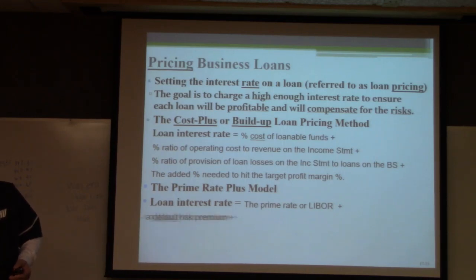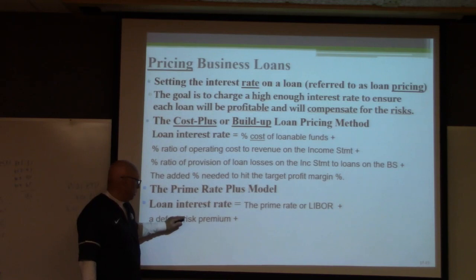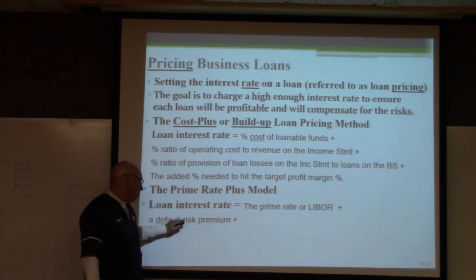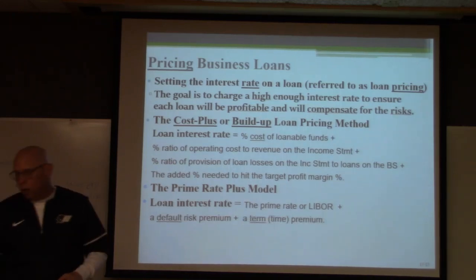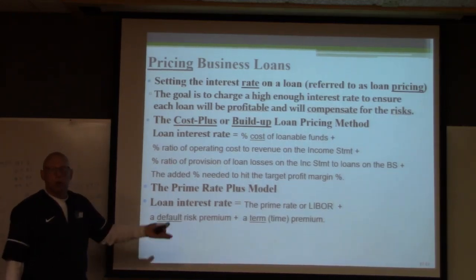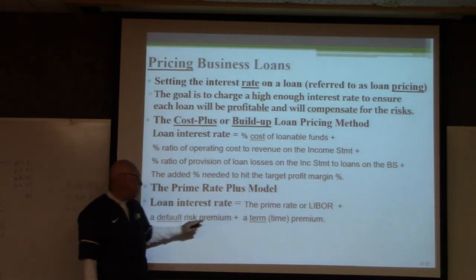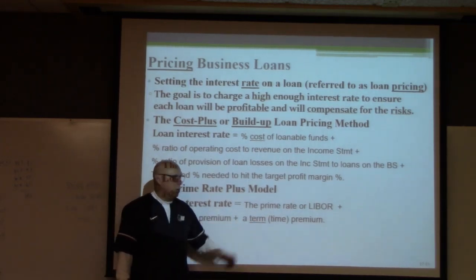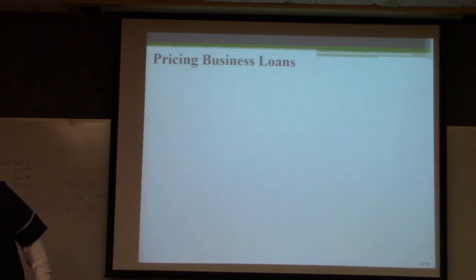And you add a default risk premium. What's the risk that the borrower is not going to pay you back? And then you also add a premium for time. The longer the loan is going to be outstanding, the higher the term premium is going to be. So you start with the prime rate, and you add a premium for risk and a premium for time, and you come up with your interest rate or pricing.